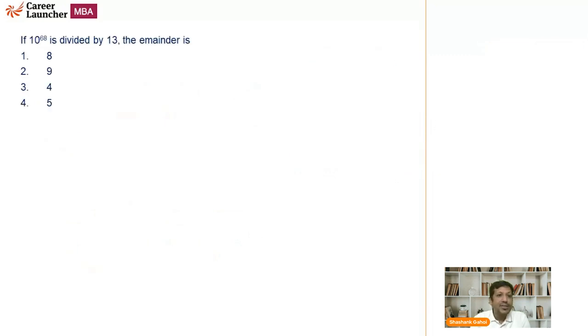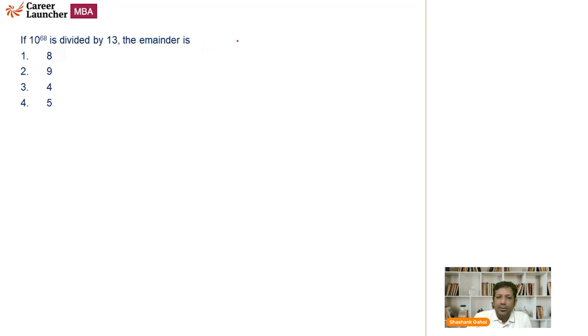Question number 19. What does it say? So it says 10 power 68 divided by 13. What is the remainder? Fair enough. So if you do not know any theorem in such kind of question, what is the approach we should take?